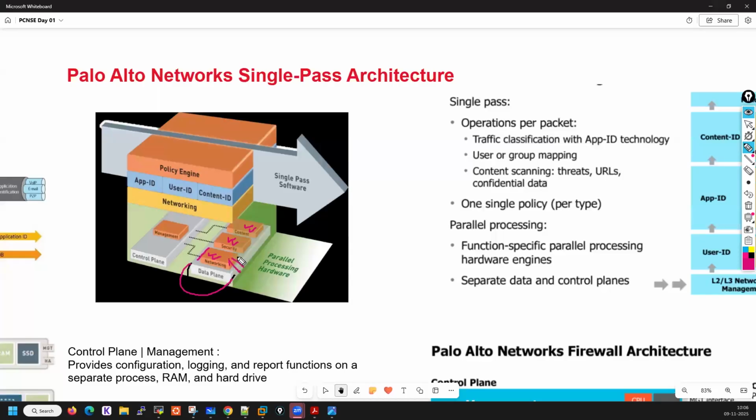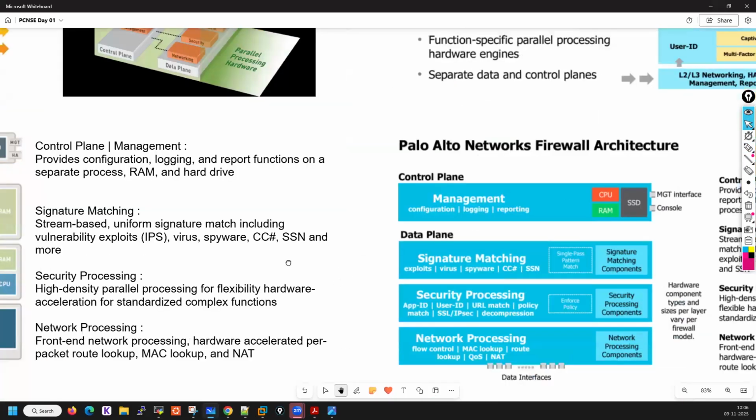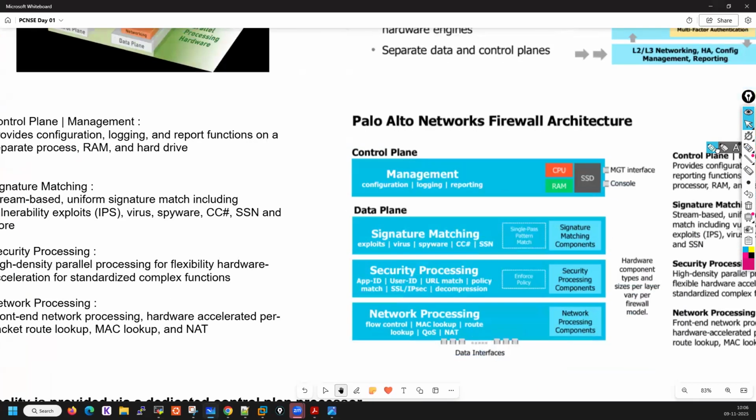This is known as networking, which means it is known as the network processor. Security means it's a security processor, and the content processor is known as a signature match processor or pattern match processor. Means now your data plane is further divided into three other planes. Now what will those planes do? See, the data plane is divided into three parts.